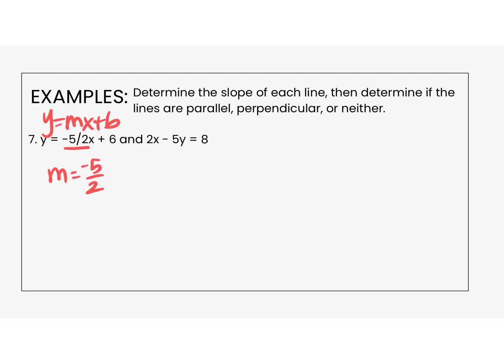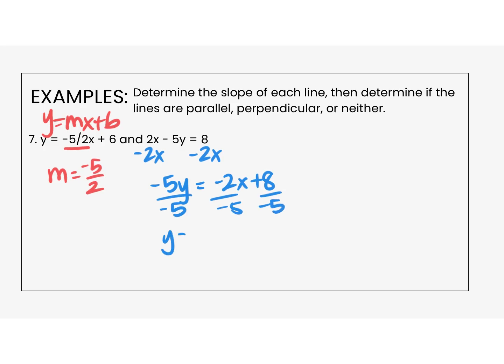So the first thing I have to do is rewrite this. So like we practiced, we're going to bring the 2x over. So I get -5y equals -2x plus 8. And then I need to divide by -5. So I get y equals 2/5 x minus 8/5. And remember, improper fractions are okay. We don't have to worry about figuring out what that fraction is. We leave it as is.